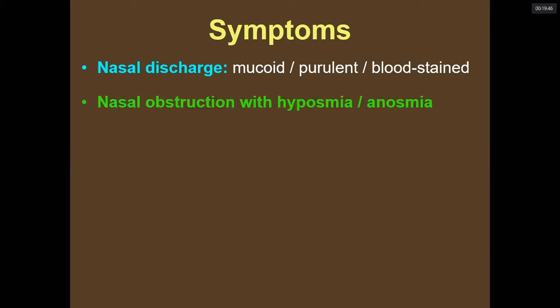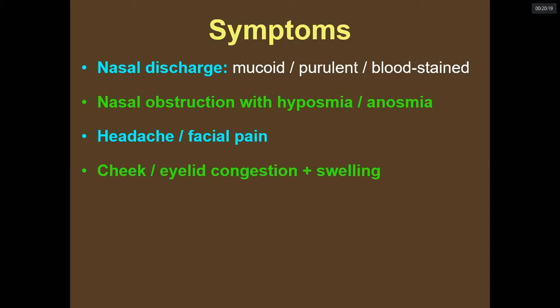One of the common causes of epistaxis is also rhinosinusitis. That is why we order X-ray PNS when we find a case of epistaxis. Then nasal obstruction with hyposmia and anosmia. Obviously, because there will be edema and secretions, the smell won't be able to reach the olfactory epithelium, and there will be hyposmia. And headache and facial pain. And cheek or eyelid congestion or swelling, in severe cases only.